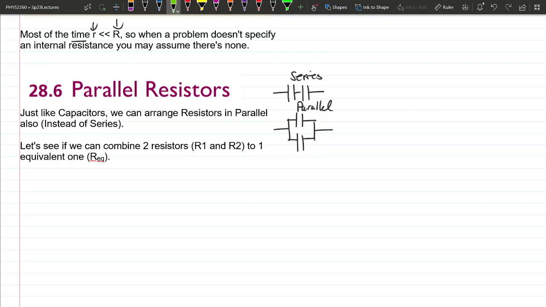The way you figure out whether something is in series or in parallel is to pretend you're a little positive charge marching along the circuit. Do you have to go one after the other? If you have to go one after the other, that means it's series. If you can split up, let's say over here, into 2 different paths, that's when things are in parallel.